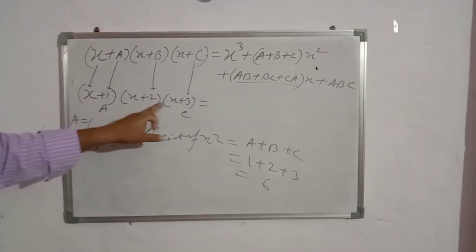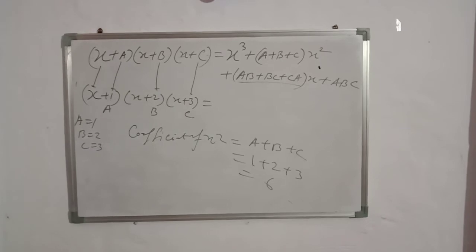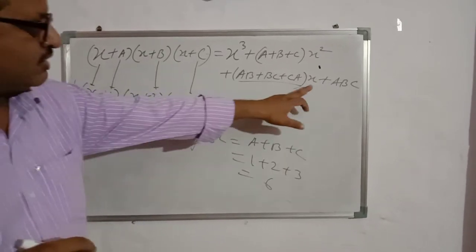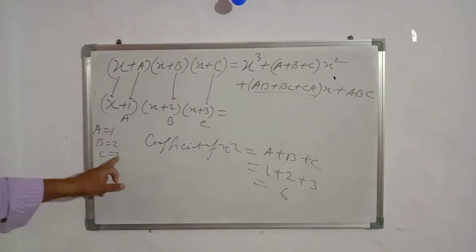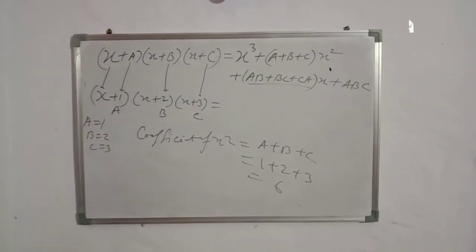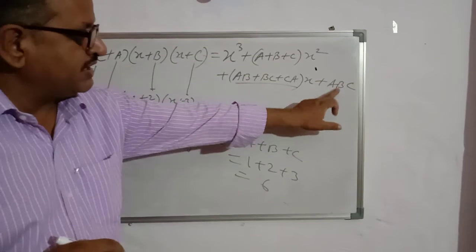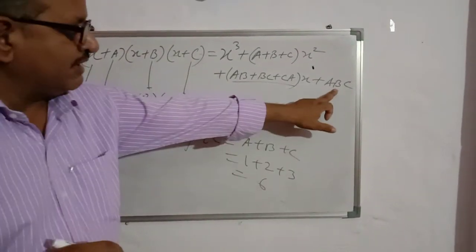Put the values of A, B, C, and we will get the coefficient of x square. Suppose we have to find the coefficient of x, we will write AB plus BC plus CA. Again put the values of A, B, C and find the coefficient. We have to find the constant term. So the constant term is ABC.